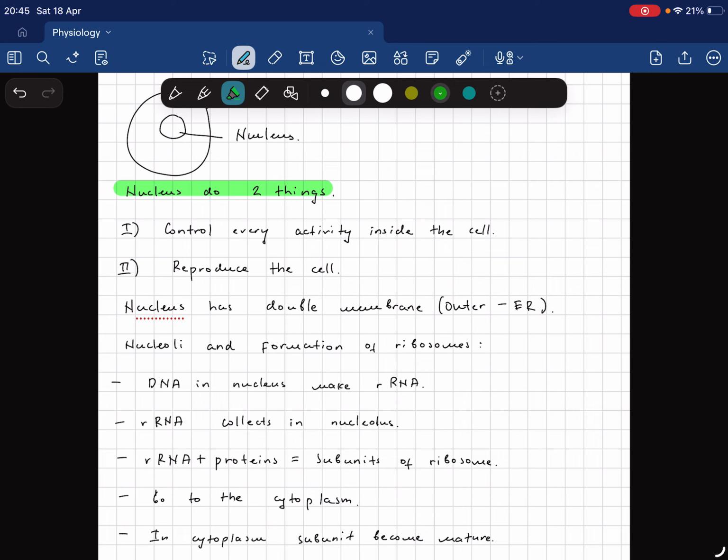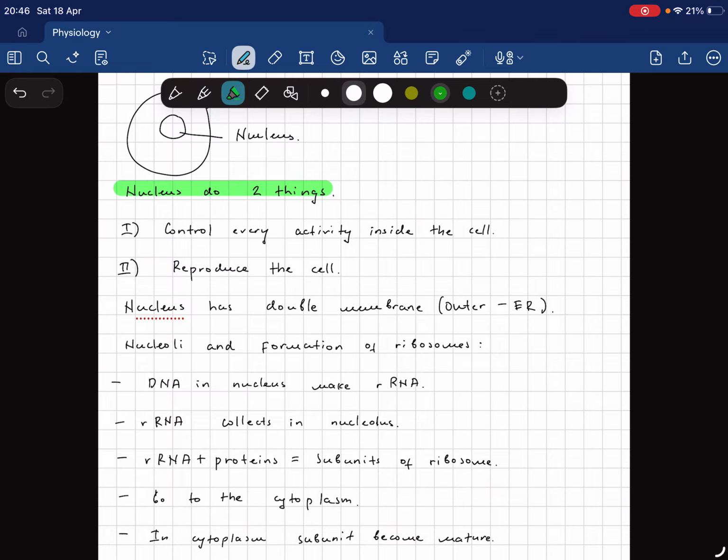As I said before, the outer membrane is continuous with the endoplasmic reticulum, right? And the nucleoli are the site of formation of the ribosomes. Nucleoli is the plural form of nucleolus. I think you might have heard it before, nucleolus. So the nucleolus is just an accumulation of rRNA and some proteins in the nucleus.